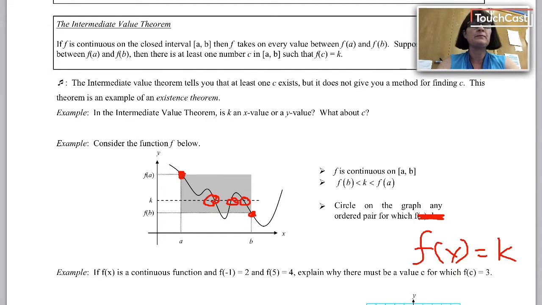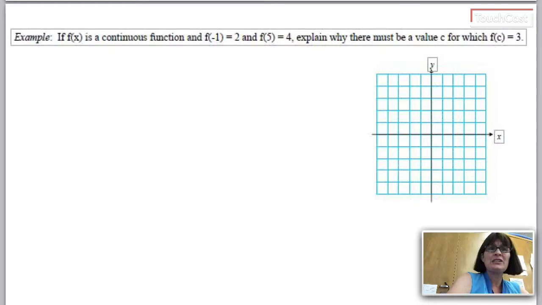Let's try this example. Okay. If f of x is continuous and f of -1 is 2 and f of 5 is 4, explain why there must be a place, an x value, c, that has the output value 3. So f of c equals 3.